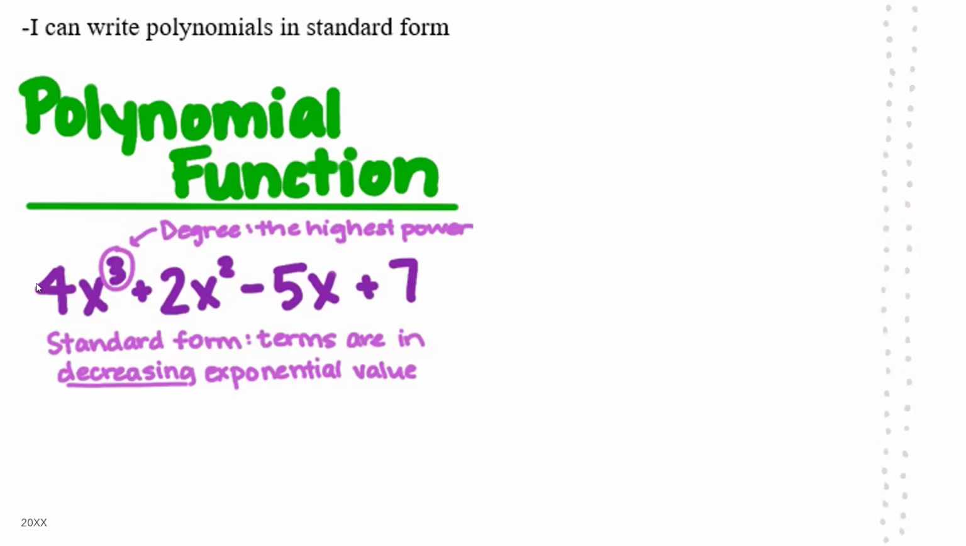Okay, so this right here is an example of a polynomial, a many-termed expression that is in standard form. The highest degree is going to give you the highest power. And then standard form means that all the terms are in decreasing exponential order.